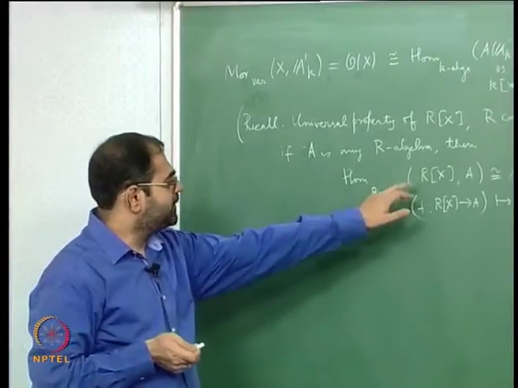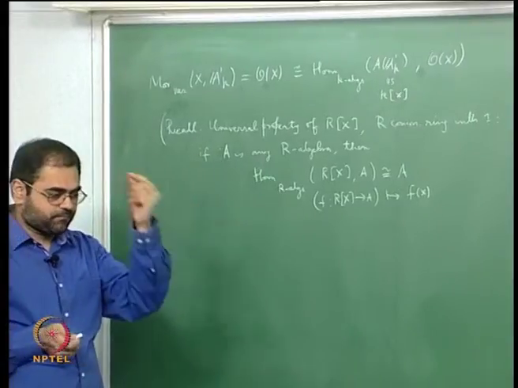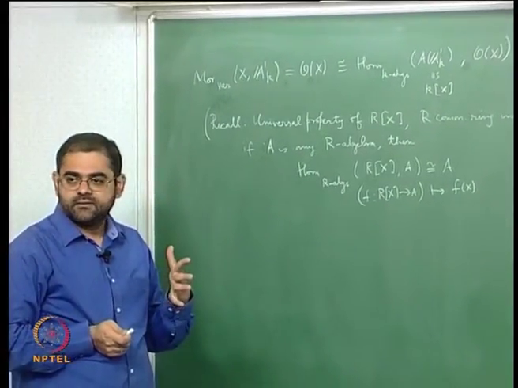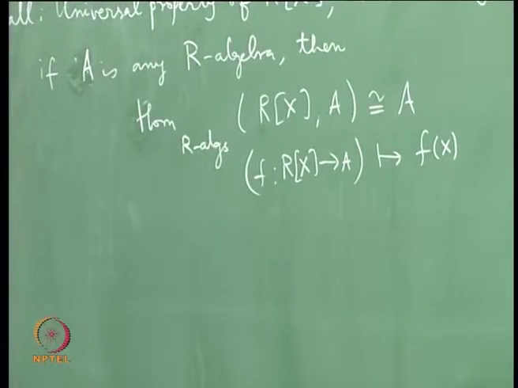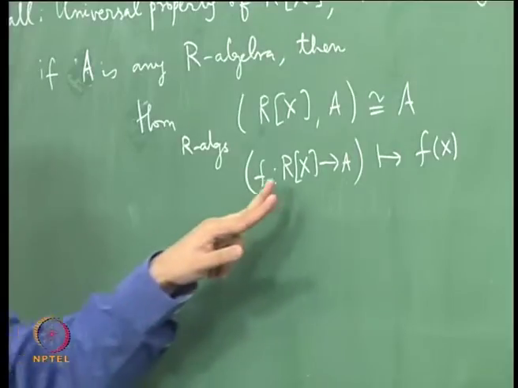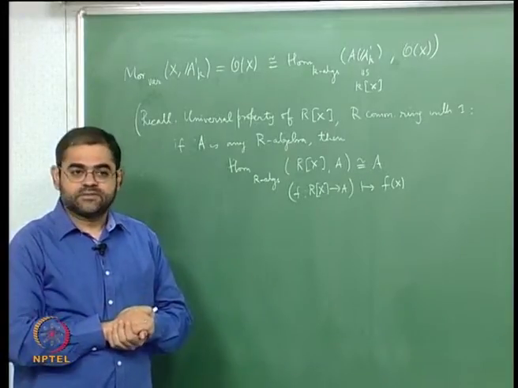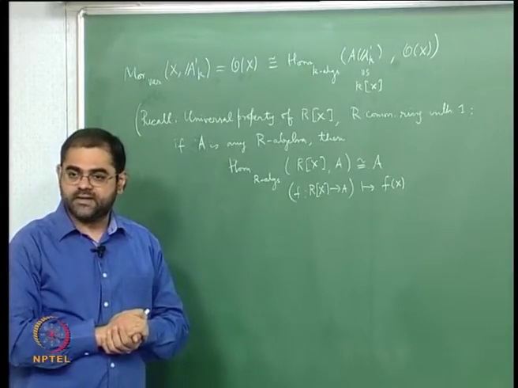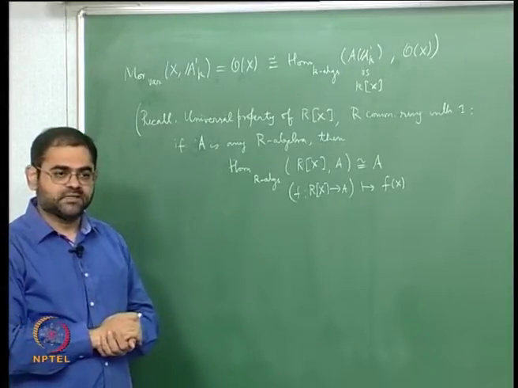Sending a map from R[x] to something means that you are substituting x for something in every polynomial in x with coefficients in R. So it is completely controlled by what you are substituting x with. If you substitute x with some lambda, then you have to substitute every polynomial in x with lambda in place of x. So it is controlled by that.